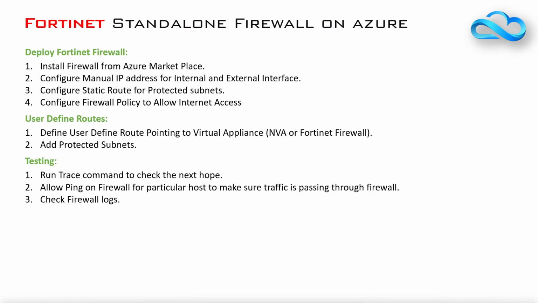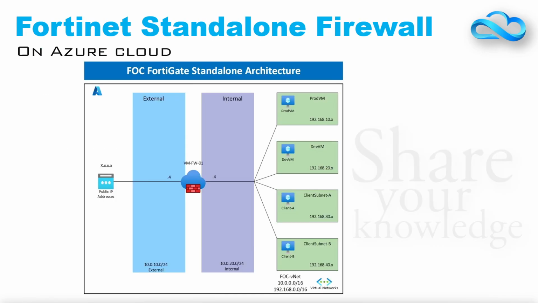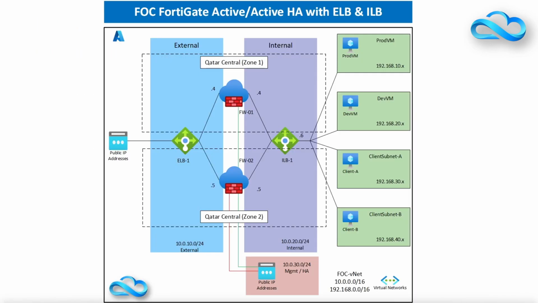Yes. In the previous video, we deployed a single standalone Fortinet firewall and routed traffic from the cloud subnet through the Fortinet firewall to internet access. So in this video, we are going to configure another Fortinet firewall, and we will configure it remotely. For that, we will configure our internal load balancer, and also achieve high availability.